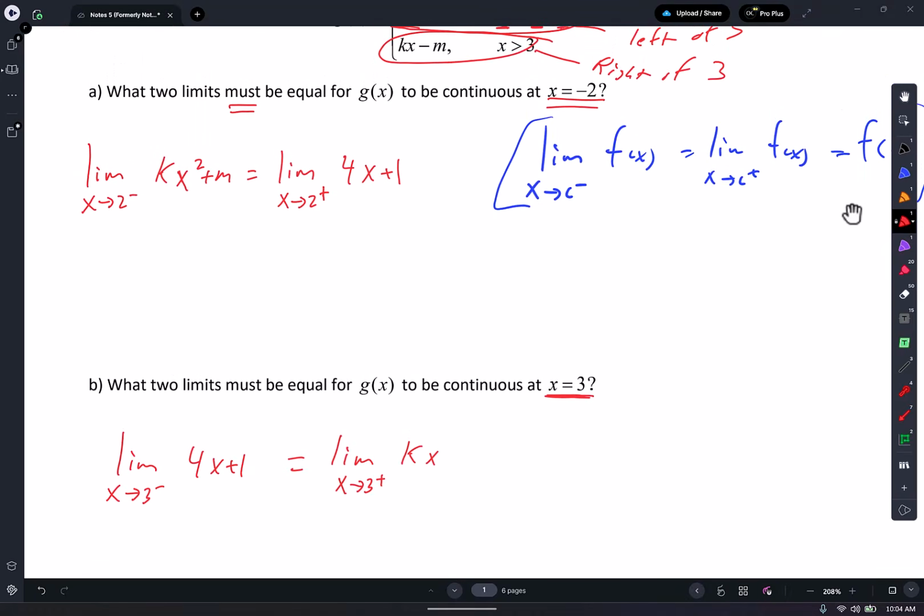Thank you. So there it is. They still don't want us to evaluate it just yet. They just asked the question, what two limits must be equal? Are we still okay? Okay.